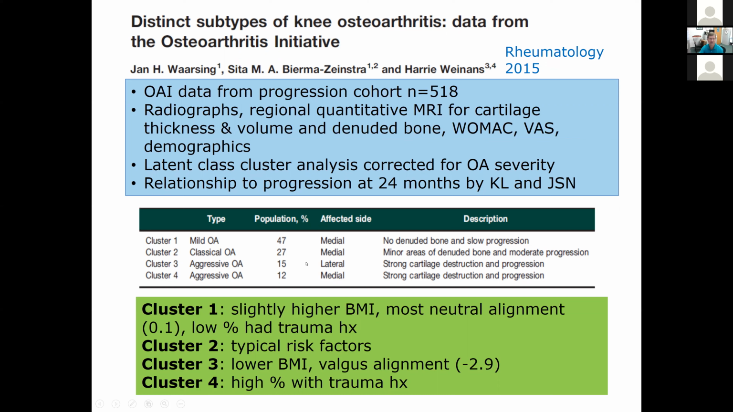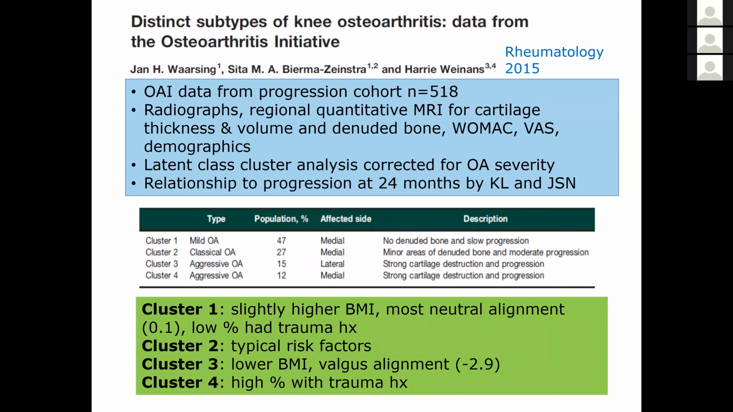Then there was the classical OA group, about 27%, that had typical demographic factors. Then a low BMI group, but importantly, the low BMI group had lateral OA in that cluster, and they had a valgus alignment, which is associated with more severe lateral OA. And so that shows the strong effect of alignment. And then the 4th cluster was the smallest group, 12%, which had more destruction and progression and also a higher history of trauma.